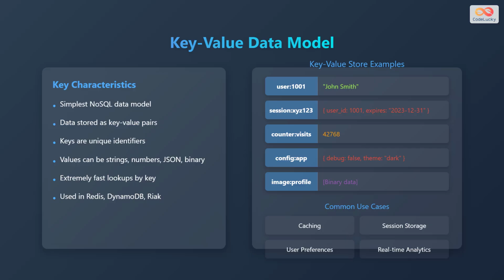Several examples of key value pairs are shown. Keys such as user:1001, session:xyz123, and counter:visits are associated with values that can be strings, objects, or numbers. This model has common use cases such as caching, session storage, user preferences, and real-time analytics.